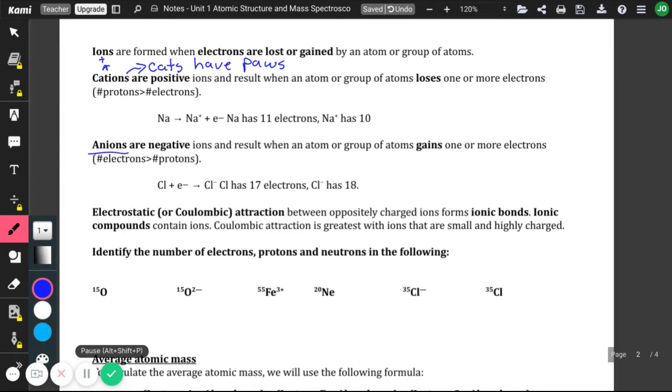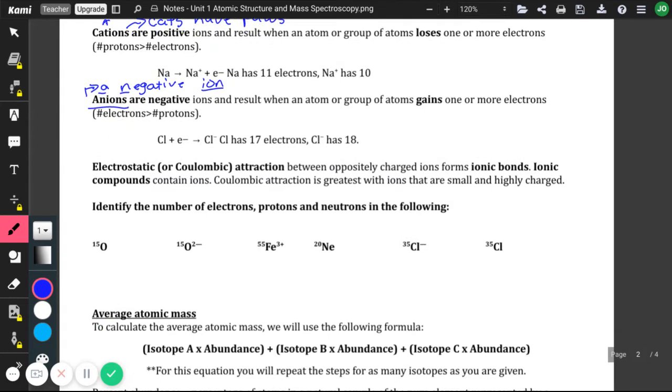I've always remembered this as a negative ion. So A-N-I-O-N, a negative ion. You can also remember it as anions, looks like onions, and onions make you cry, which is a lot of times considered a negative emotion. Yes, you can have a good cry and it makes you feel better. So it's not always a negative thing, but okay. So anions are negative, cations are positive.